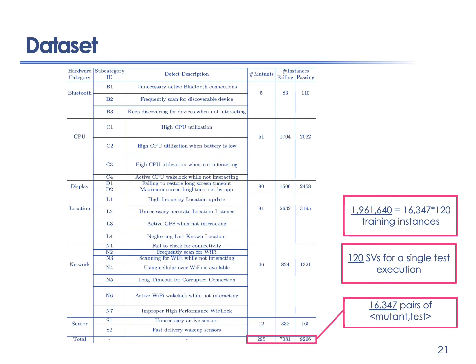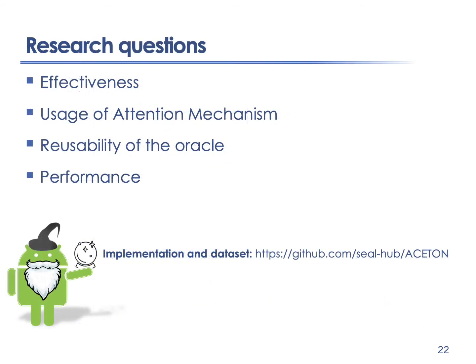This is an overview of the MuDroid dataset, which provided ACETON with approximately 2 million training instances. More specifically, MuDroid provided us with 16K pairs of mutant tests, and execution of each test on a mutant provides 120 SVs, which gives the model about 2 million sequential instances to be trained on. After construction of the dataset and implementation of ACETON, which are all publicly available, we evaluated from different aspects that you can see here.